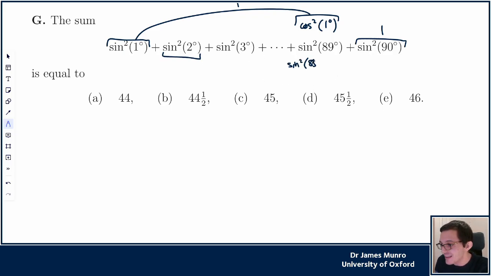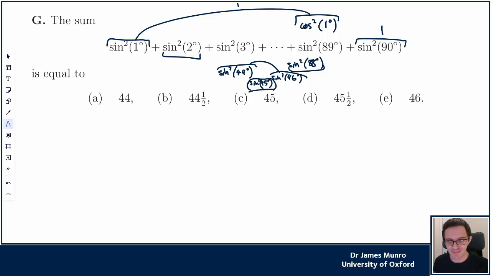Sine squared of 88 degrees pairs up with sine squared of 2, 3 pairs up with 87, and the rule is that those numbers inside have to add up to 90. So I'm going to keep going until I get down to sine squared of angles adding up to 90. Sine squared of 44 degrees is going to pair up with sine squared of 46 degrees. Those are going to pair up really nicely. Those also add up to 1. But then sine squared of 45 degrees is left on its own in the middle with nothing to pair with.